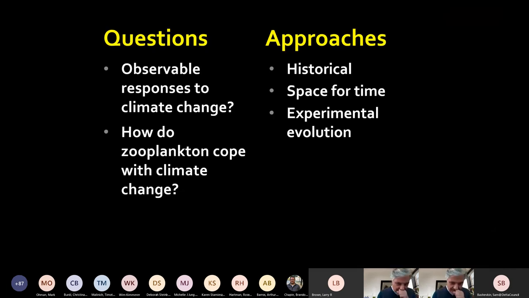So today I'll address two simple questions. One is, what are the observable responses to climate change? And the other is, how do zooplankton cope with climate change? And I'll use three separate approaches. One is historical, using data now compared to data before. The other is doing space-for-time substitutions to address questions of how zooplankton may react to future climate. And the last is using experimental evolution to try to understand how zooplankton may adapt to future climate.